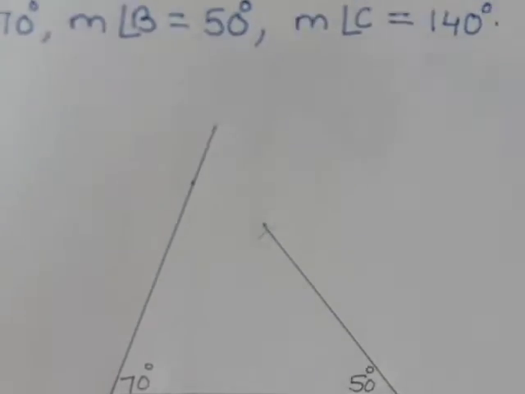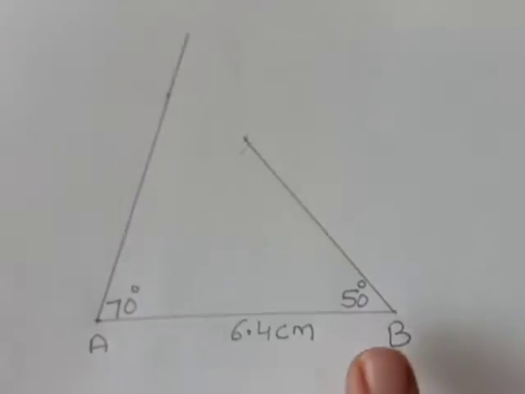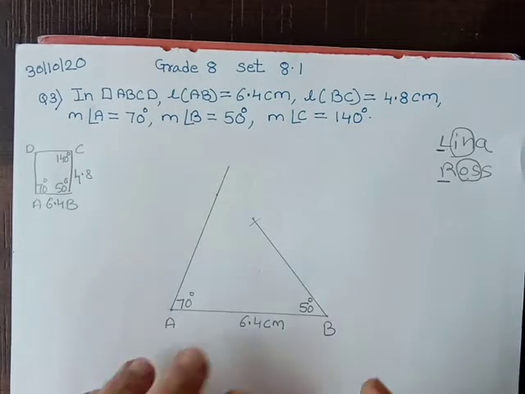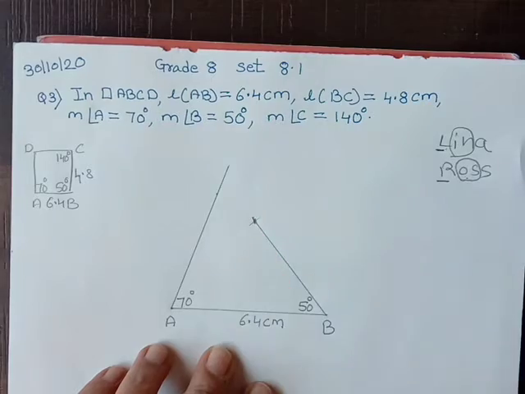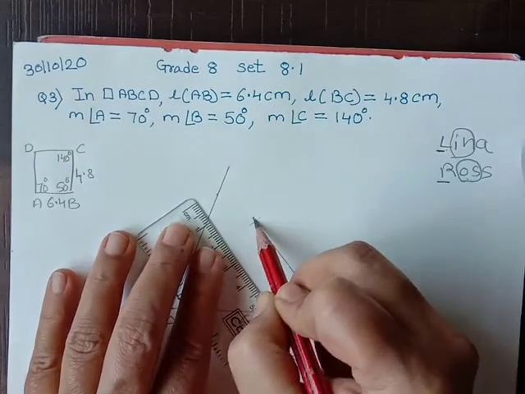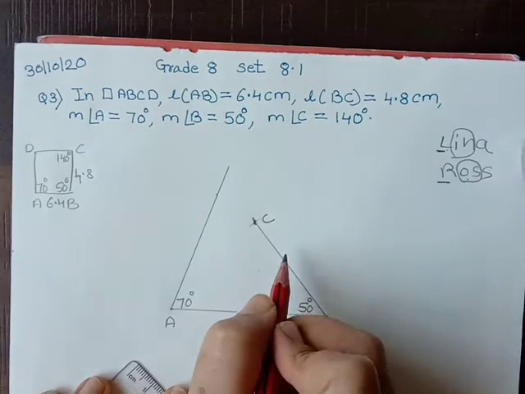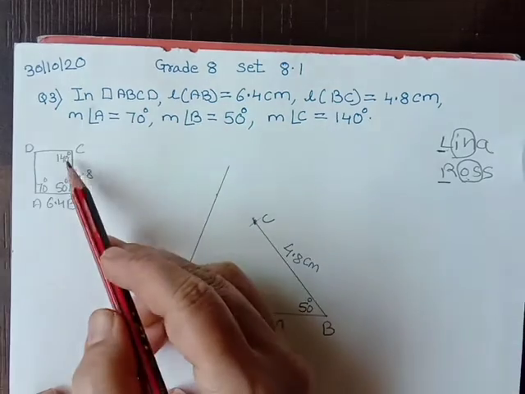I'll just zoom in. Can you see this arc? Where it is cutting, from here to here will be 4.8. Let me make this point dark where that arc is cutting. Now I am going to mark it. So this is point C, and this is 4.8 centimeters. Now how much is angle C?